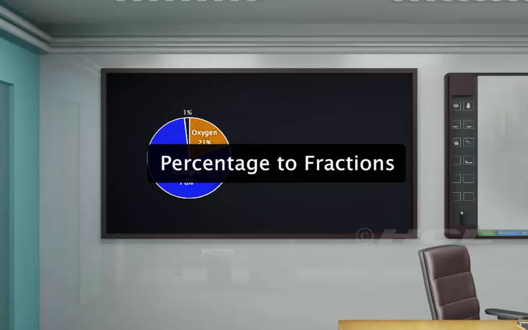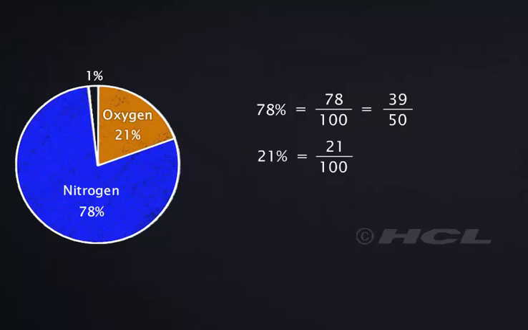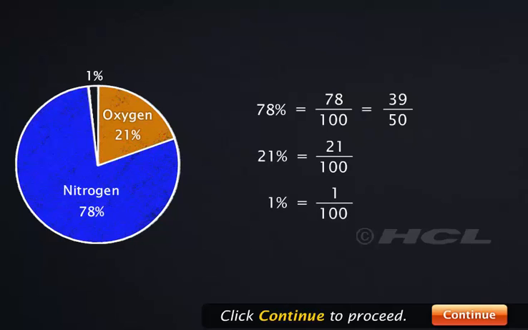Since percentage is a fraction with denominator 100, percentage can be converted back to fraction by taking the denominator as 100. Let's understand this with an example. Look at this circle. It represents the percentage of gases in the atmosphere. Let's find out the fractional value of these gases. Since percent means per 100, we can write 78% as 78 over 100, which can be simplified to 39 over 50. Similarly, oxygen is 21 upon 100, and other gases can be expressed as the fraction 1 over 100.